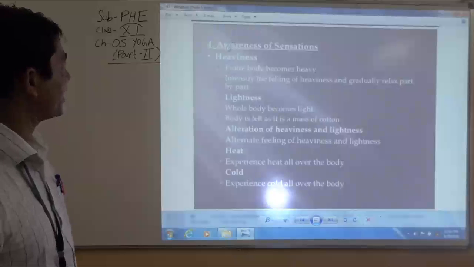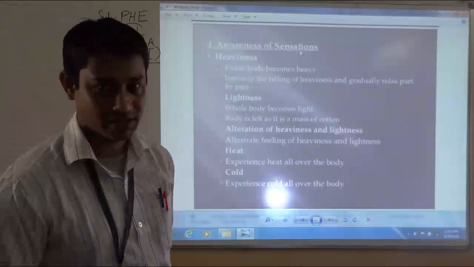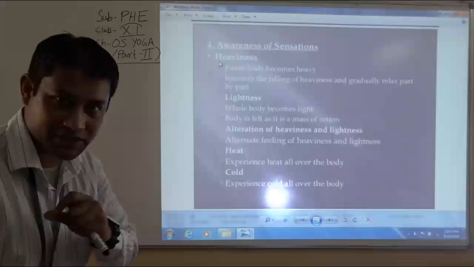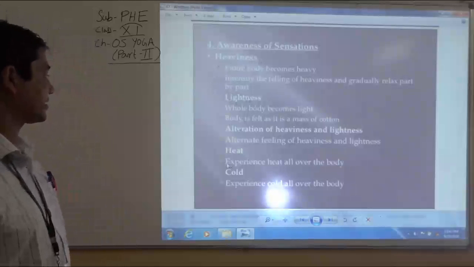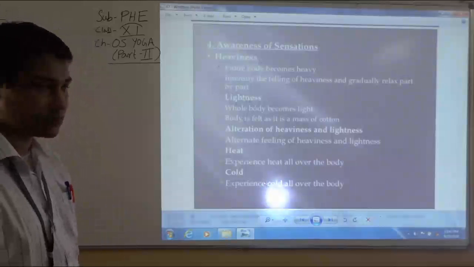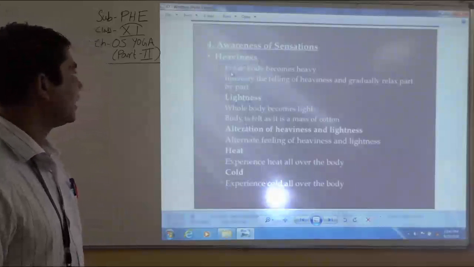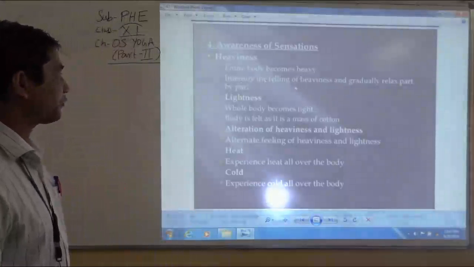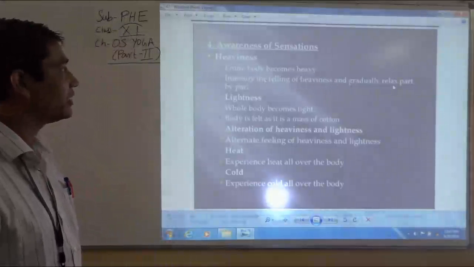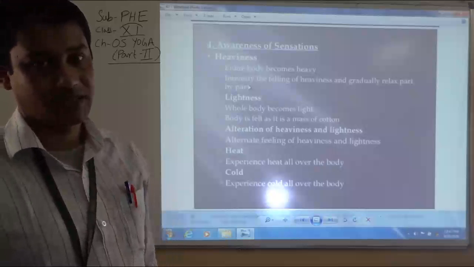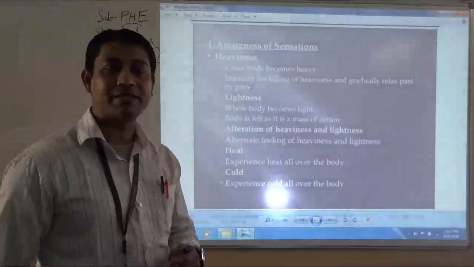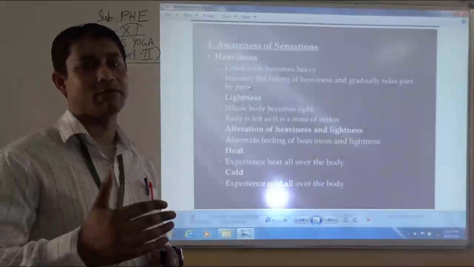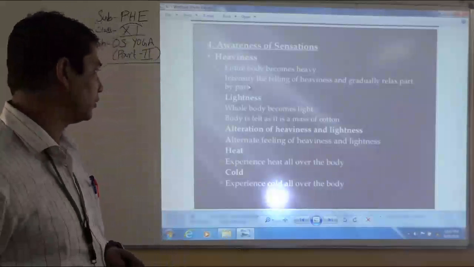So the fourth stage is awareness of sensations. I have divided awareness of sensations into certain sub-stages, that is heaviness, lightness, heat and cold. First is heaviness. The entire body becomes very heavy in the beginning phase. Intensify the feeling of heaviness and gradually relax part by part. In the beginning, the subject will be feeling a lot of heaviness. Slowly, gradually, the subject will keep on relaxing one part and the other part of the body as a whole.